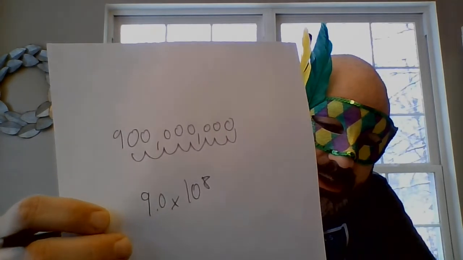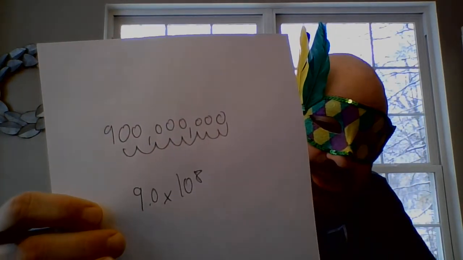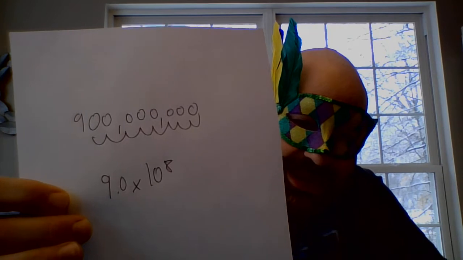So it'll end up being 9 times 10 to the 8th power. That's what that little 8 means. 10 to the 8th power means you multiply 10 times 10 times 10 times 10, 8 times.